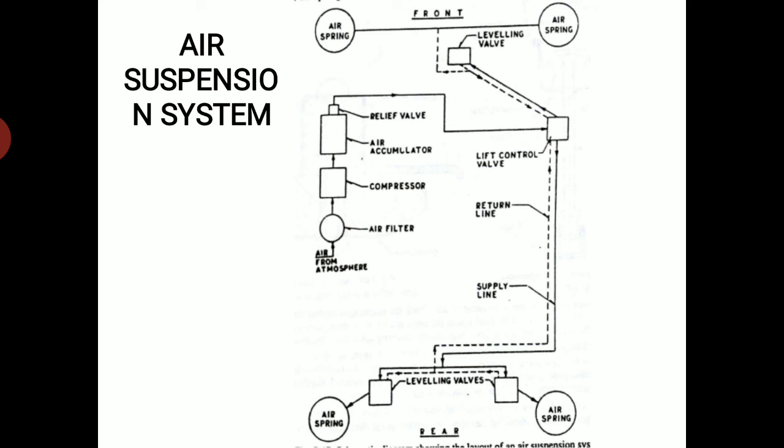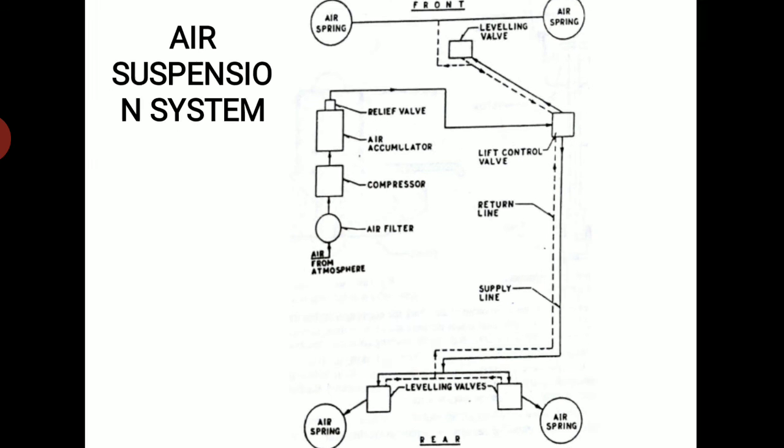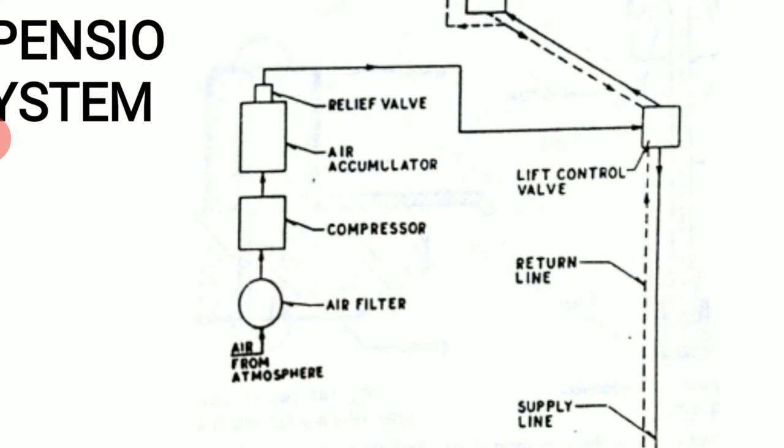So in the air suspension system, what exactly will happen? Four air springs or airbags, which may be of bellows type or piston type, are used instead of coil springs. So the atmospheric air passes through a filter, and a compressor raises its pressure to some value.